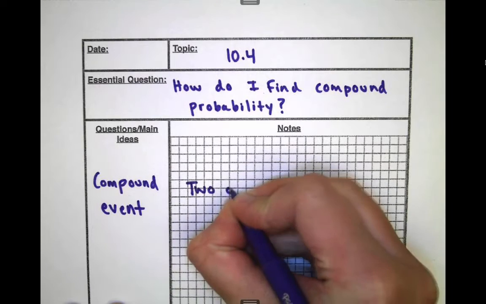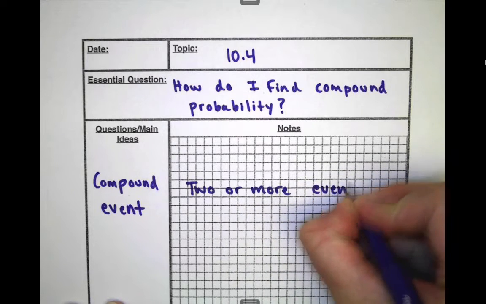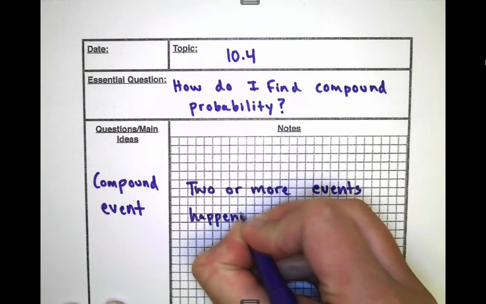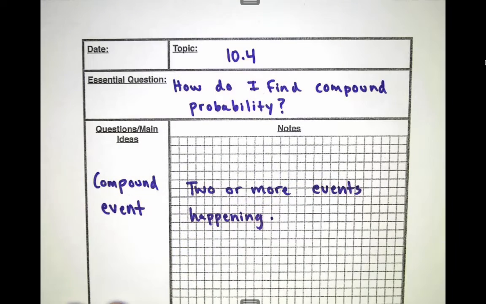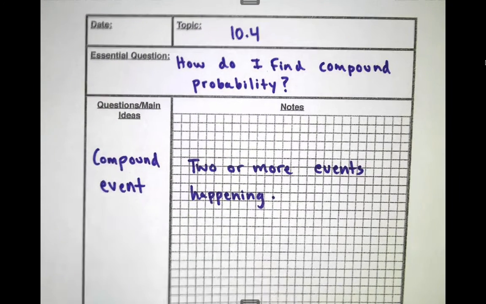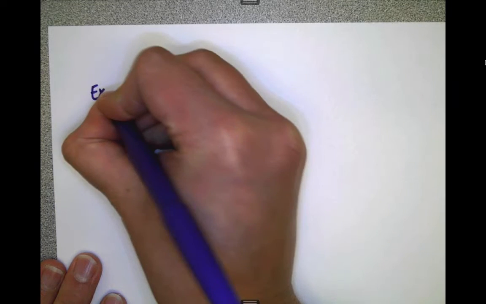Two or more events happening. And what we're going to do is find the probability of those two or more events happening. So let's try our first problem of the day today. We'll do our first example. Example 1.